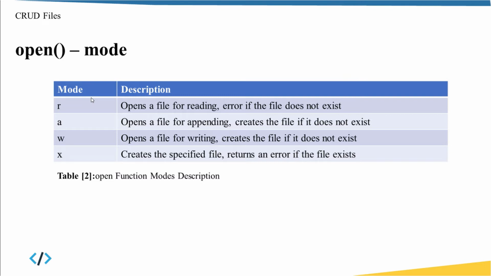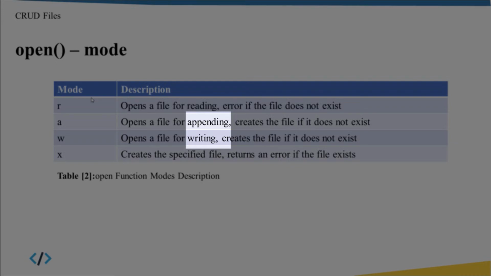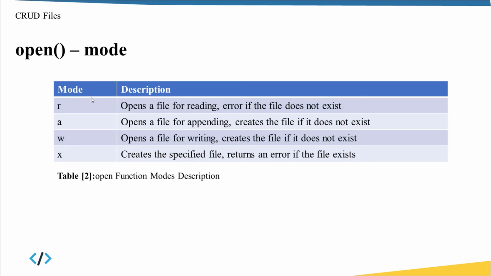A, which means I want to open a file for appending data, and I want to create the file if it does not exist. W, which means I want to open a file for writing, and I want to create the file if it does not exist. The difference between append and write: append will write at the end of the file, whereas write will write the data from the beginning of the file. In other words, write will overwrite the original content of the file. The last mode, as you see here, is X, and usually we use it to create a file, and this one should return an error if the file exists. So this will help you to not overwrite any file like what W does.